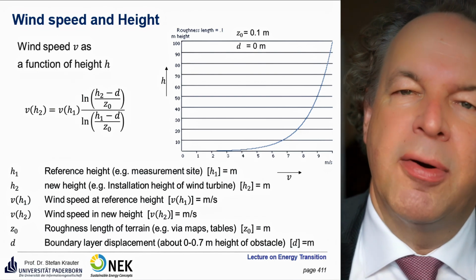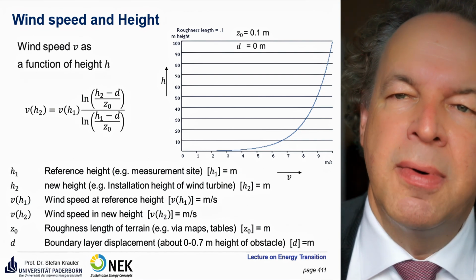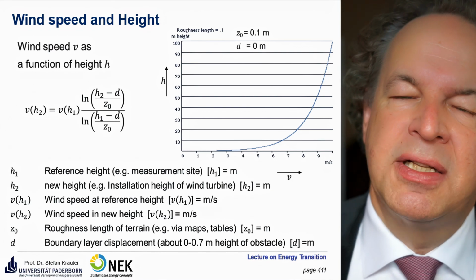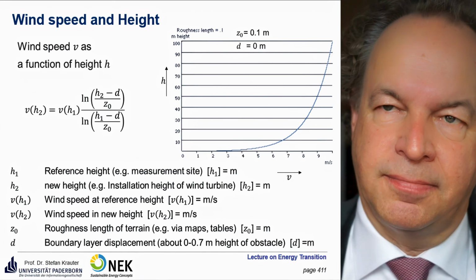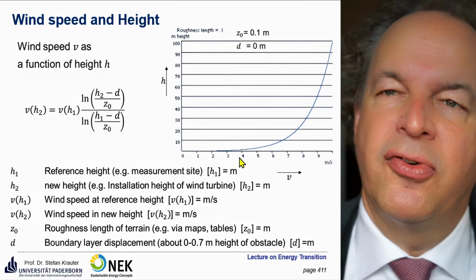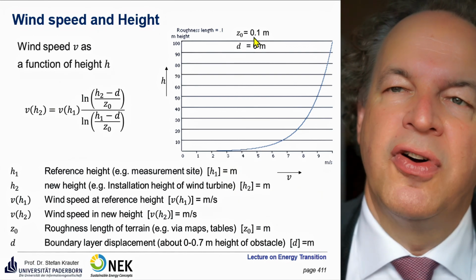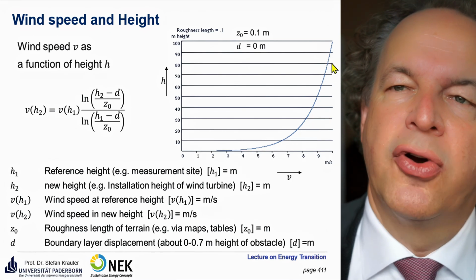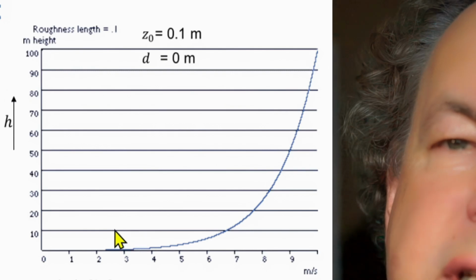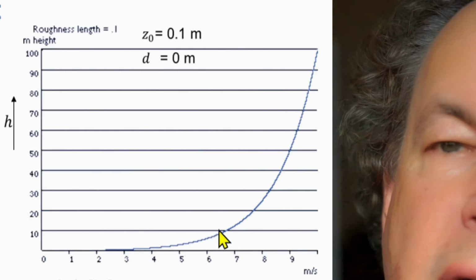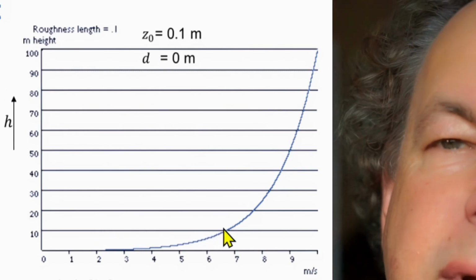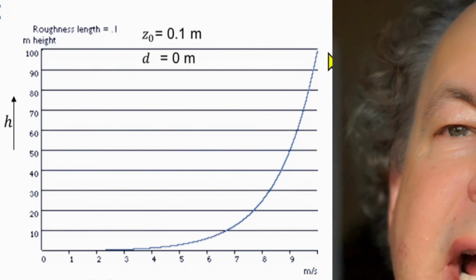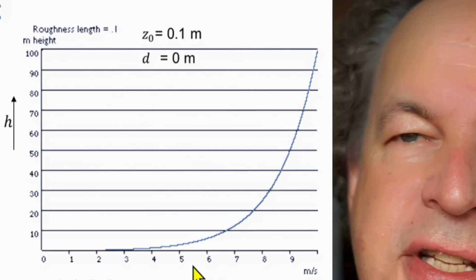Then you have another parameter which is called Z0. This is the roughness of the terrain. You get it via maps or tables. We will see a table later on. You put in the numbers and then you arrive at, for example, a Z0 of 0.1 meter and a D of 0 meters for this curve. If you measure at 10 meters a wind velocity of 6.5 meters per second, you would have about 10 meters per second of wind velocity at 100 meters.